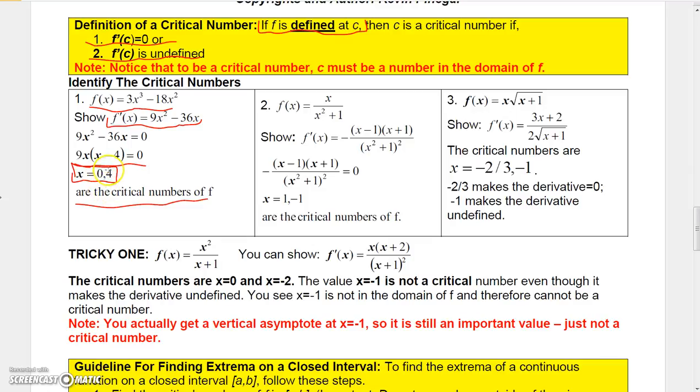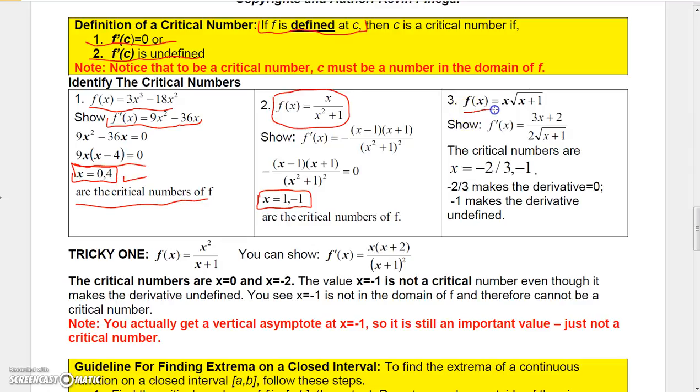And basically what we found out is, since those values make the derivative 0, then at those values is where you're going to get horizontal tangent lines. Now for this function, you would have to use the quotient rule, and I'll let you show that this is the derivative that you'd get. Now this derivative would be 0 if x is 1 or negative 1. So 1 and negative 1 are actually critical numbers of this function.